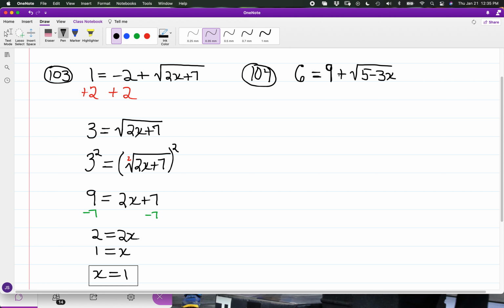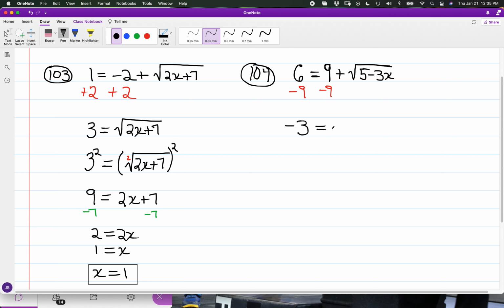All right, so you have 2 constants and you have a single radical term in the variable x. And just as I had isolated the square root of 2x plus 7, I'm going to do the same thing with the square root of 5 minus 3x. So if I take 9 away from both sides, we're going to have 6 minus 9 is equal to negative 3, and that is equal to the square root of 5 minus 3x.